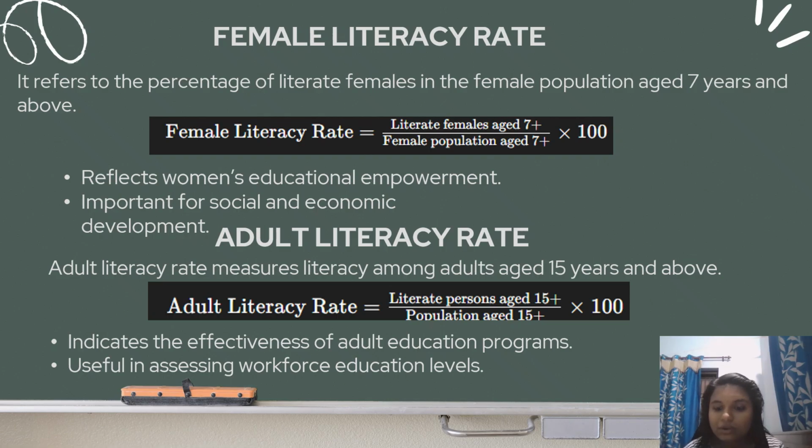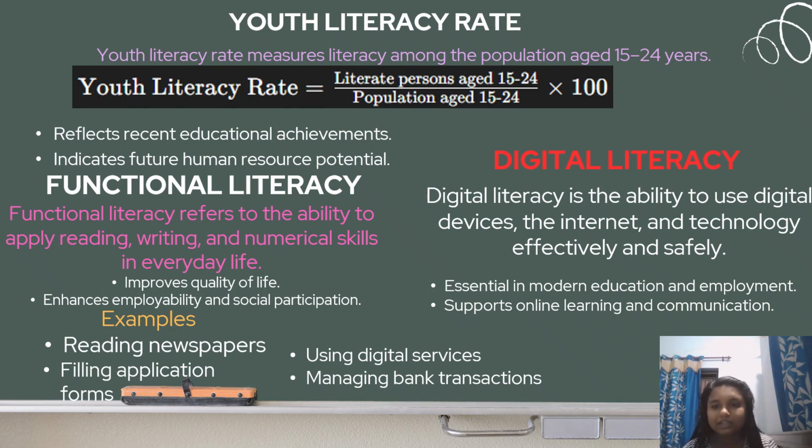Now we are moving to the fifth one, that is youth literacy rate. Youth means 15 years to 24 years. So youth literacy rate measures the literacy among the population of 15 to 24 years. Youth literacy rate is equal to literate persons aged 15 to 24 divided by population aged 15 to 24, into 100. So we are calculating the youth literacy rate.